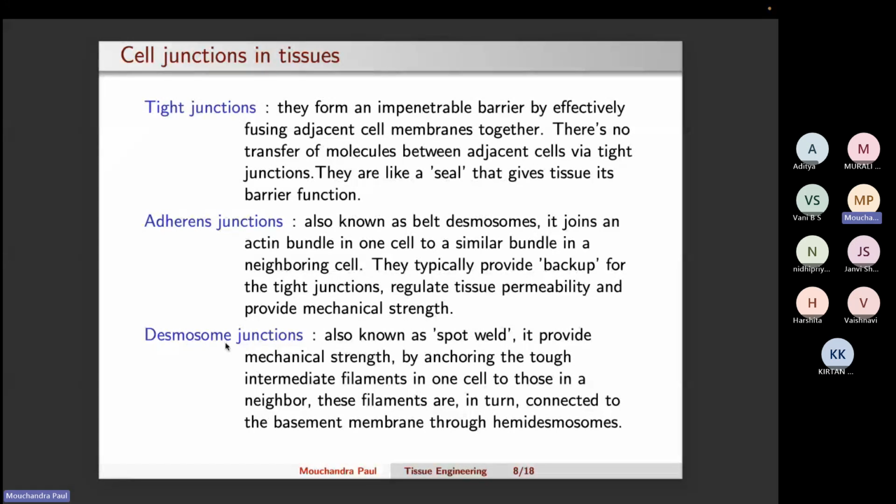Then another type of cell junction is the desmosome junction. These are also known as spot welds. The role of this junction is again to provide mechanical strength, meaning to mechanically connect the cells of the tissue. Here the keratin intermediate filaments of one cell are connected with the other cell. And these intermediate filaments are connected to the ECM via hemidesmosomes.